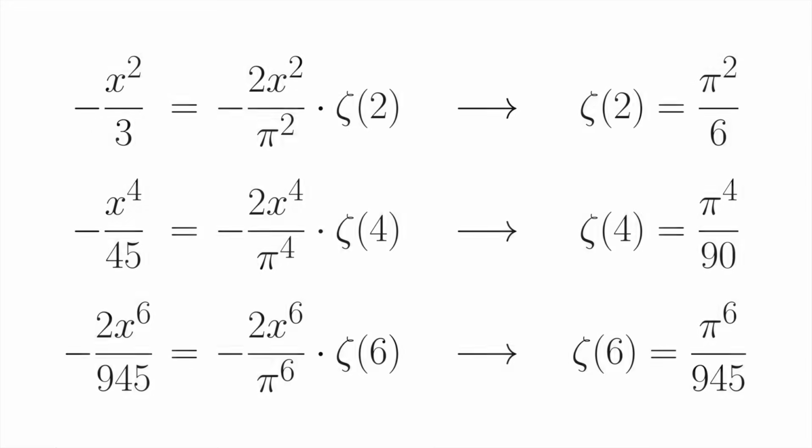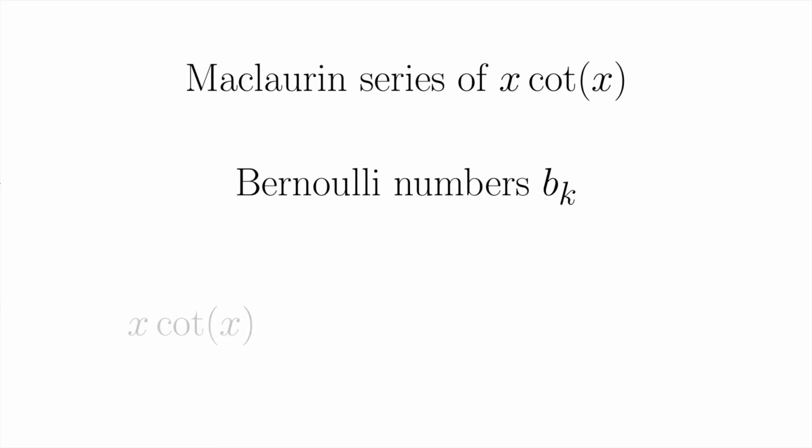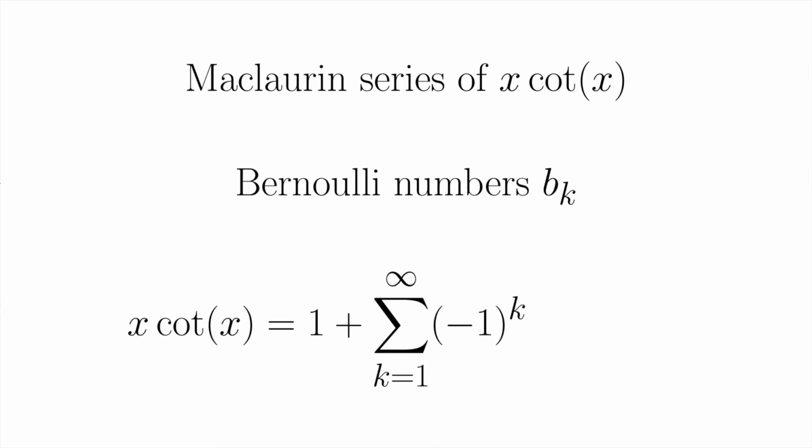In light of all of this, you might ask if there's a standard formula for the Maclaurin series of x times the cotangent of x. As it would happen, there is, but it's not usually taught in calculus courses. Why? Because it involves the Bernoulli numbers that we discussed in the previous video, which are not typically part of the calculus curriculum. The Maclaurin series of x times the cotangent of x is given by 1 plus the sum as k goes from 1 to infinity of minus 1 to the kth power times the 2kth Bernoulli number times 2x to the 2k power divided by 2k factorial.